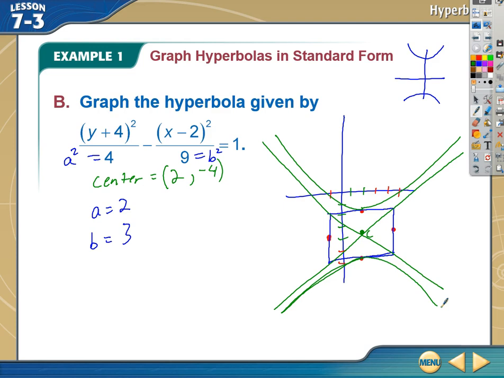Again, finally, I need to find my focus length. So C squared is equal to A squared plus B squared. C squared is equal to 4 plus 9, which is equal to 13. So C is equal to square root of 13, which is a little bit more than 3, between 3 and 4. So 1, 2, 3, here-ish, not quite up to 4. There's my focus. There's my focus.